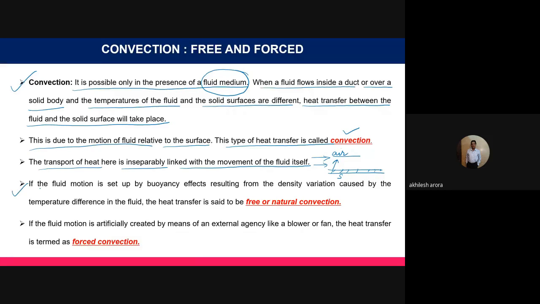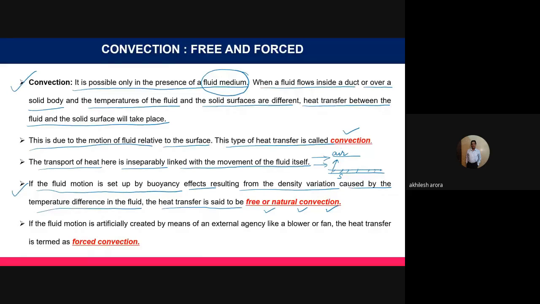Now next, if the fluid motion is set up by the buoyancy effects resulting from the density variation caused by the temperature difference in the fluid, the heat transfer is said to be free or natural convection. So it means buoyancy. You understand buoyancy. When a density variation exists in a fluid, because of that the motion of the fluid takes place automatically.